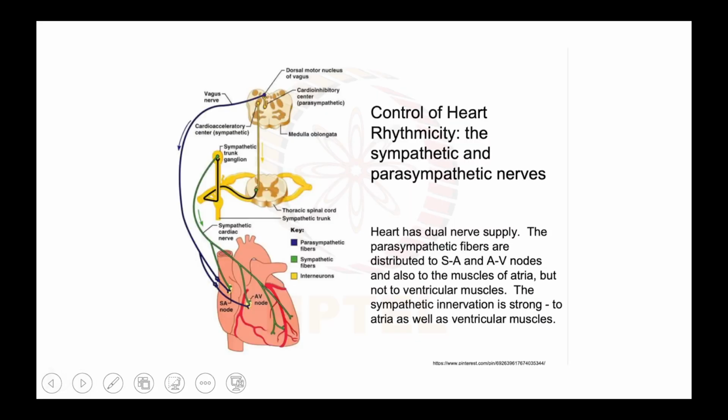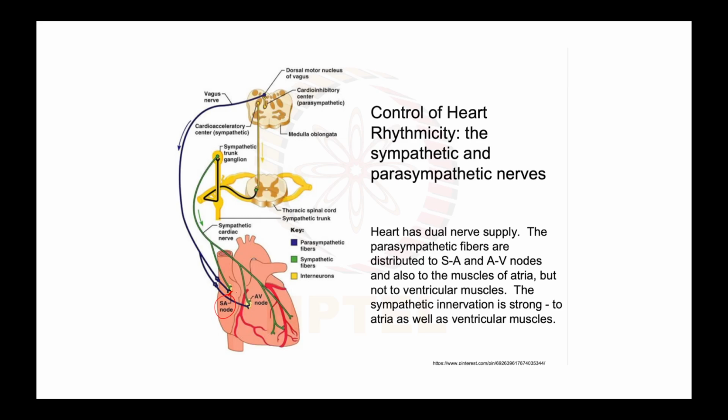So before we talk further about the pressure, let's talk about the control of heart rhythmicity, the sympathetic and parasympathetic nerves. In the last class, and today also, we mentioned that the heart generates the action potential by itself. The region where the action potential is generated is the SA node, the sinoatrial node, which is present in the right atrium. So there the action potential is being generated.